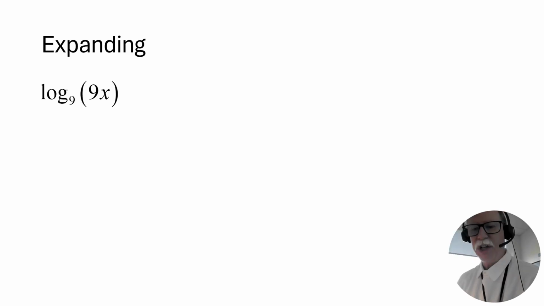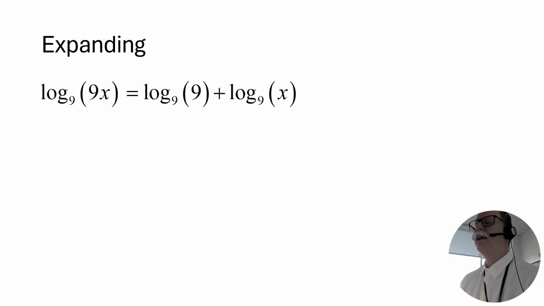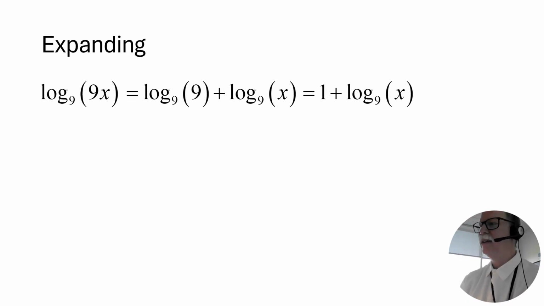This is 9 times x, so that's a product. So I'll separate it like that. I also need to remember the properties that we talked about before. So the base of the logarithm and the argument are identical. That can be simplified to 1.